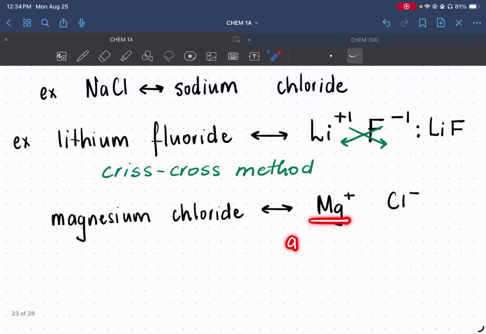Magnesium is in group 2. So what is magnesium's ideal charge? 2+. Remember, you can write it 2+ or you can write it +2. They both mean the same thing. Chlorine is in group 17, so it is fine with the -1.